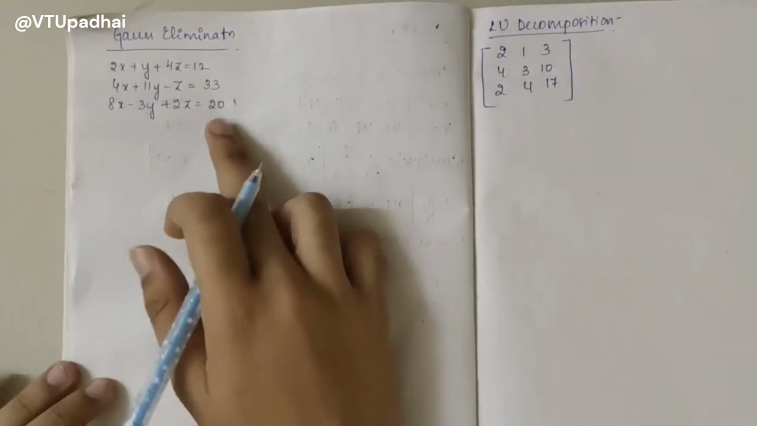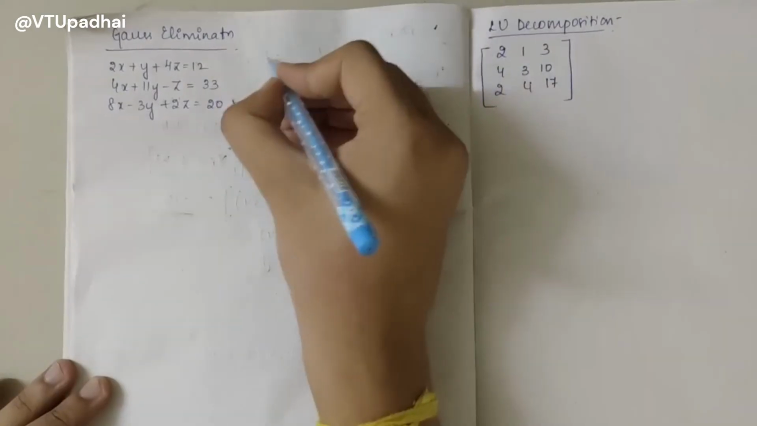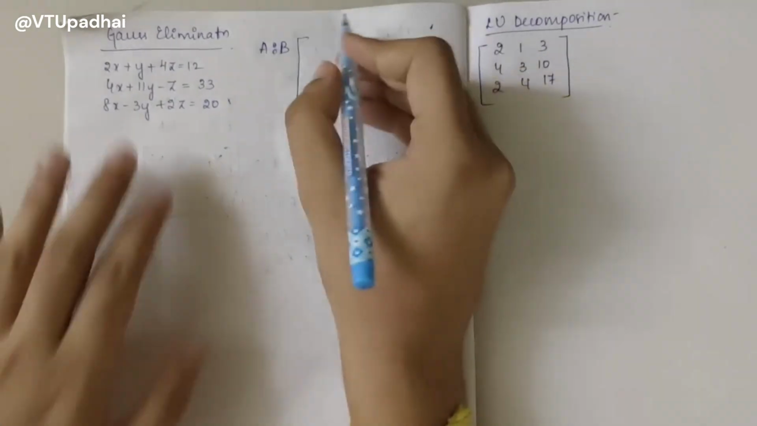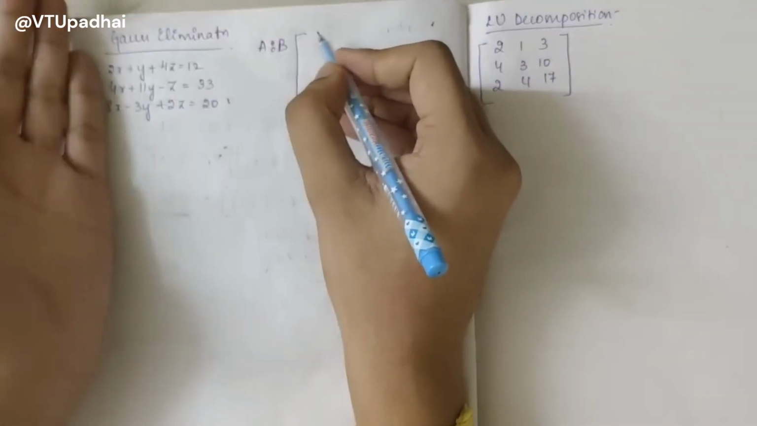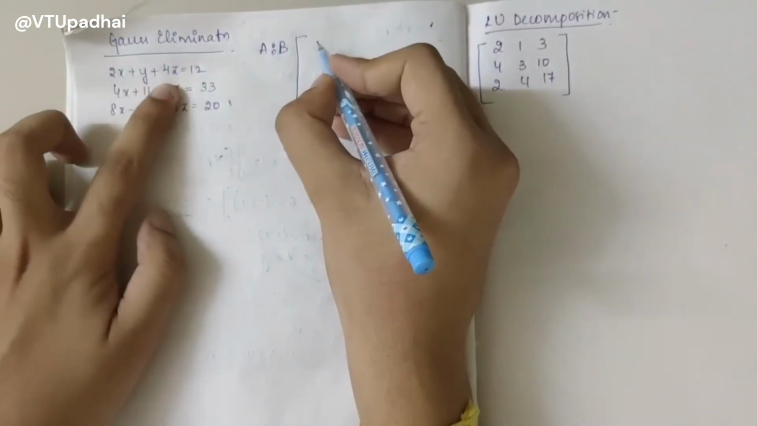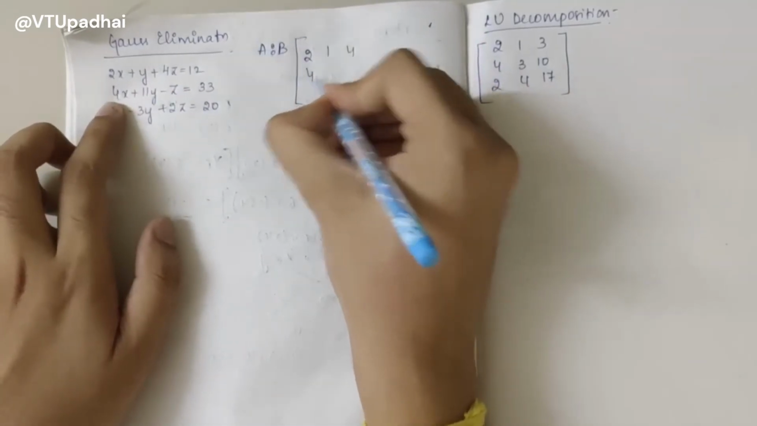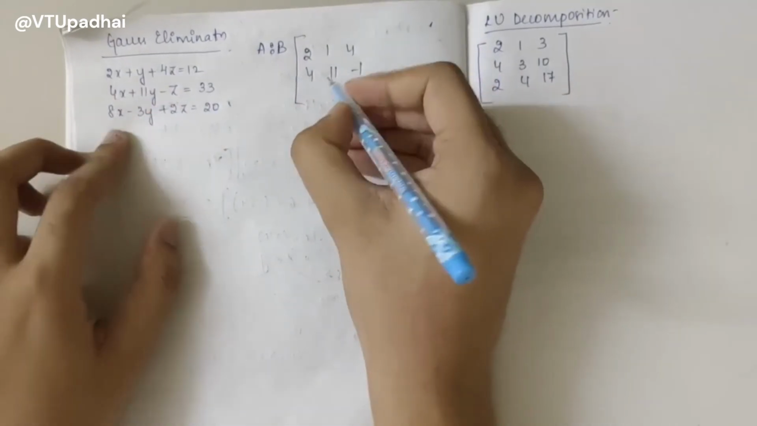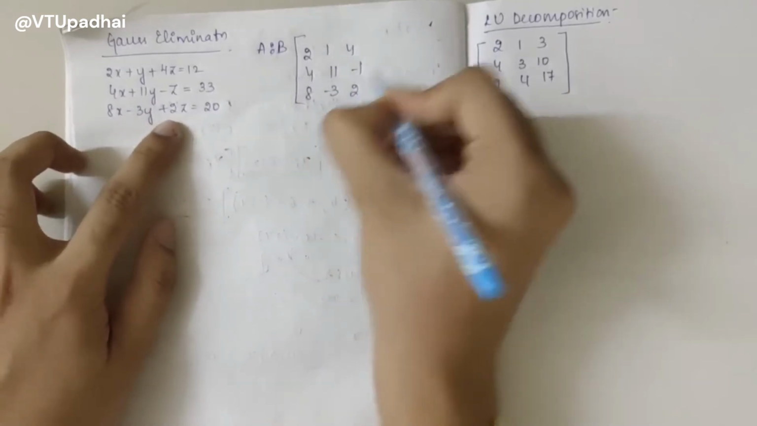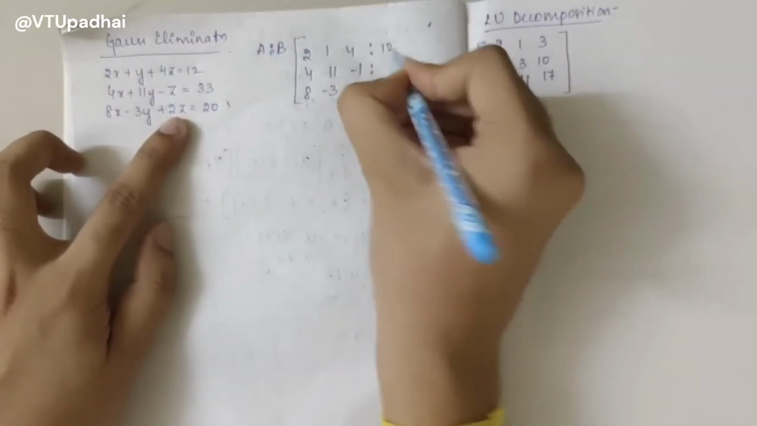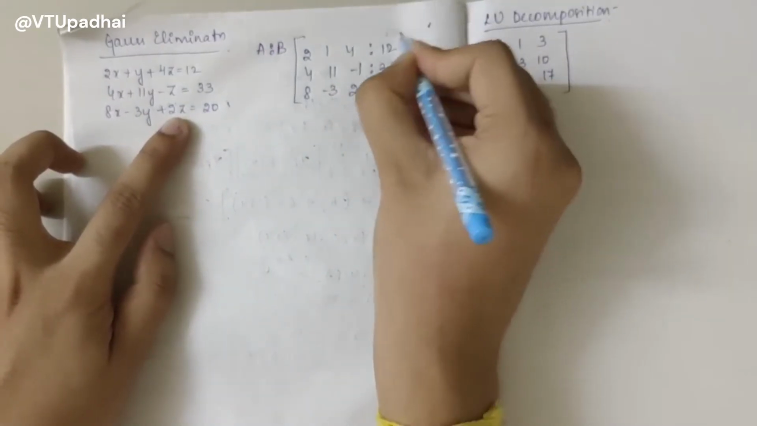Next we have the Gaussian elimination method. We need to solve the given variables using the Gaussian elimination method. Our first step would be to write the A augmented with B matrix. The A values would be whatever is on the LHS, so 2, 1 and 4, all the coefficients of x, y and z. 2, 1 and 4 here, and then 4, 11 and minus 1 here, and then 8, minus 3 and 2 here. And on the B part, whatever is on the RHS would be written: 12, 33 and 20.